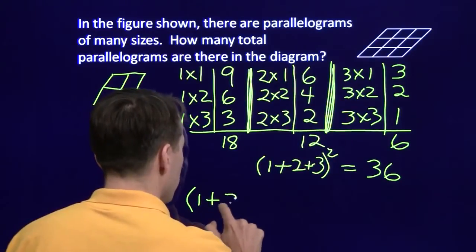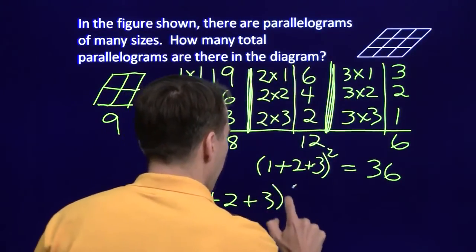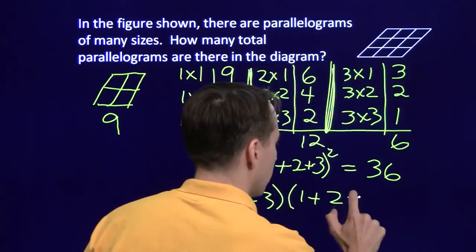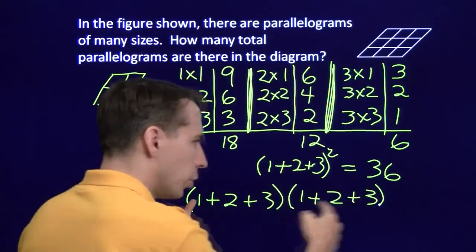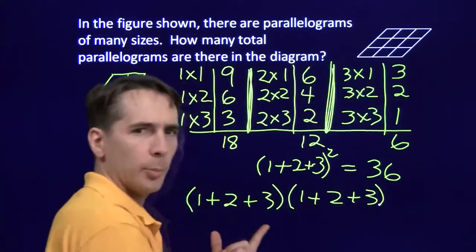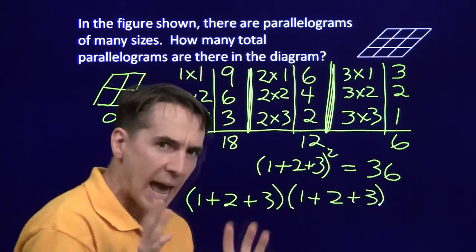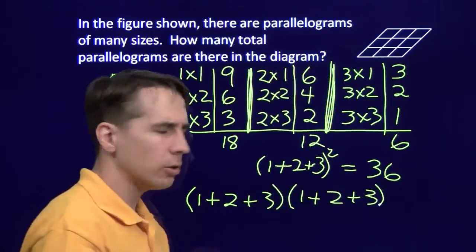You can write this as 1 plus 2 plus 3 times 1 plus 2 plus 3. And if we do the distributive property to multiply this out, we'll take the 1 and multiply it by each of these, the 2 and multiply it by each of these, the 3 and multiply it by each of these, and then add up all those products. Let's take a closer look.